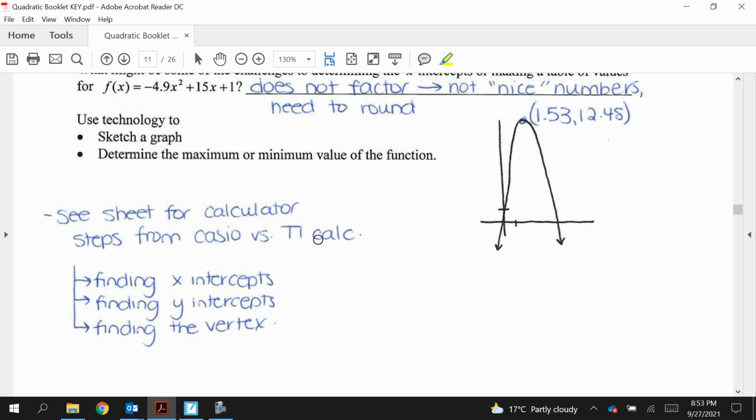Again, it's the halfway point between any two y values or any two x values that have the same y coordinate, but you actually could figure out your axis of symmetry pretty easily because it's going to be the x value of your vertex as well. So just some little tips and tricks about how you can use your calculator to do most of the work for you. But again, on a test, you're not going to have that green sheet, so you need to know how to work your calculator.